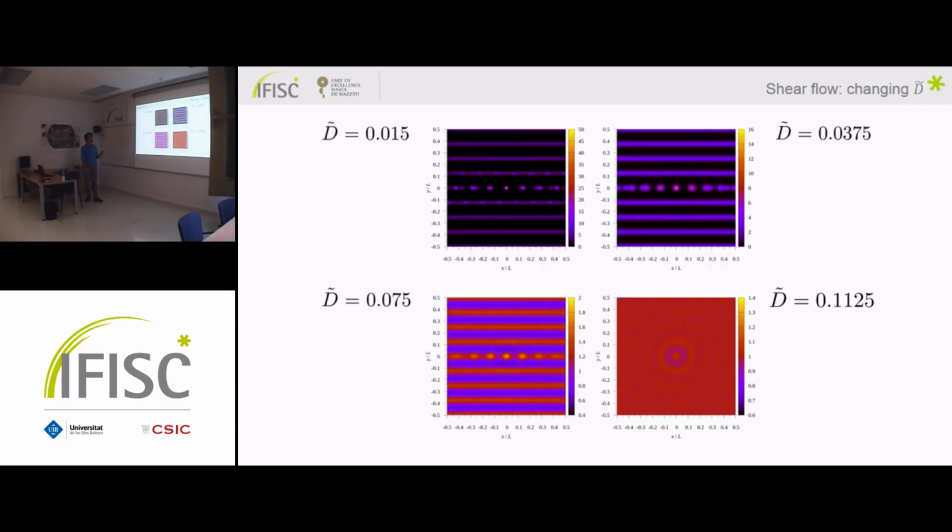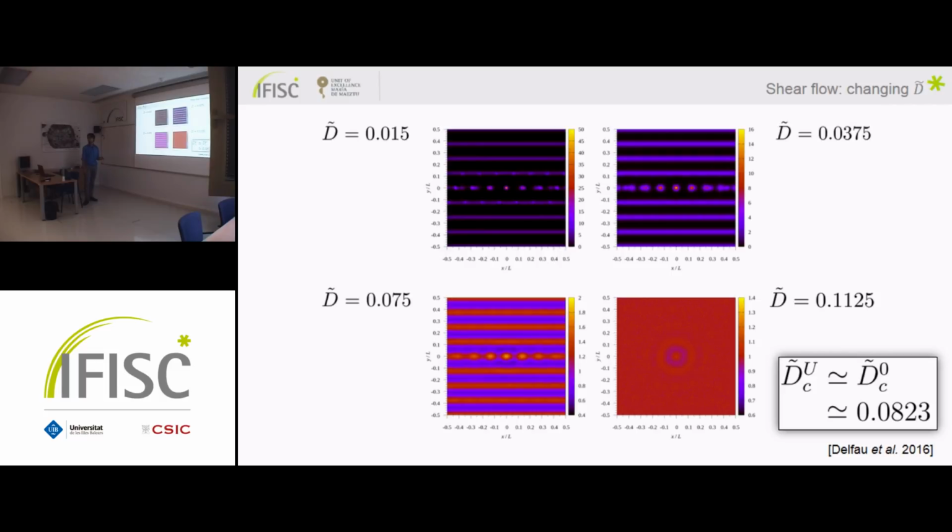We see here how the channels widen as D is increased. Here we have a non-zero population of particles between channels, because the diffusion allows the particles to jump from one channel to another. And finally, we get the homogeneous case. It is interesting to note that the critical value of the diffusion is around the critical value of the diffusion coefficient for the static case, that is about 0.08. And this is something that we will have to explain later in the analytical discussion.